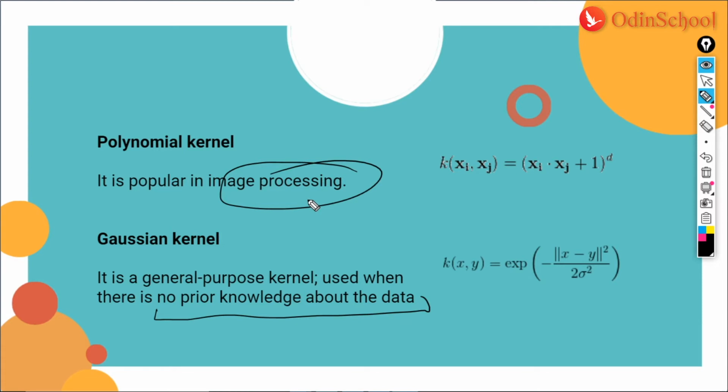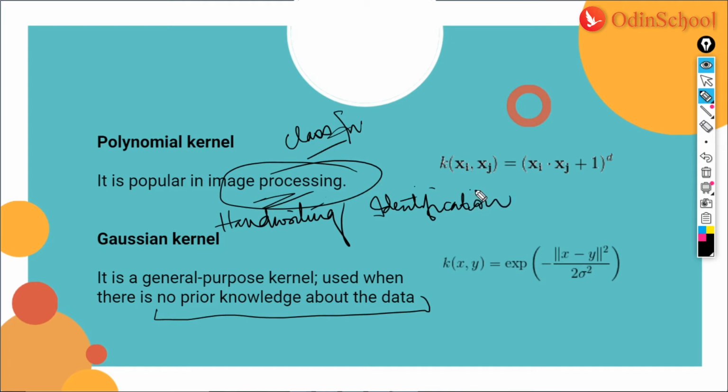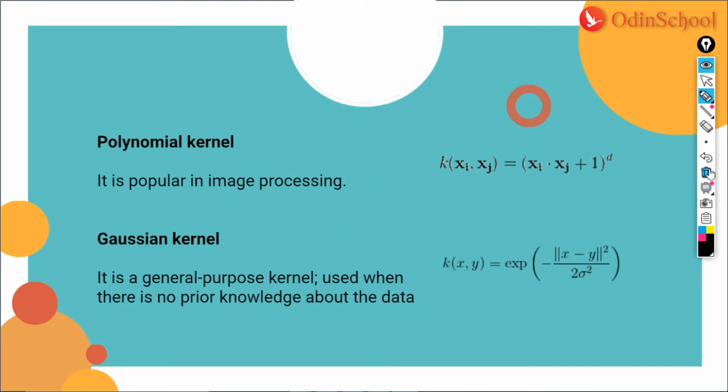While polynomial can be used for image processing, it can also be used for other classification methods as well, like handwriting identification. Right. So these are the two broad areas where we could use polynomial kernel, just to set an example. Now, let me take you through to the code.